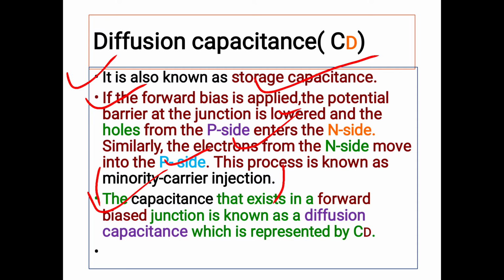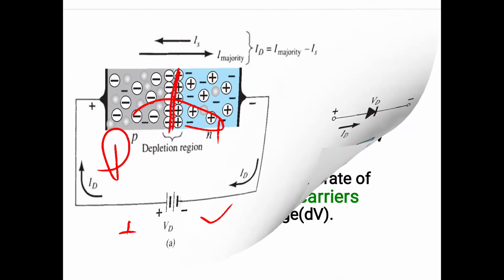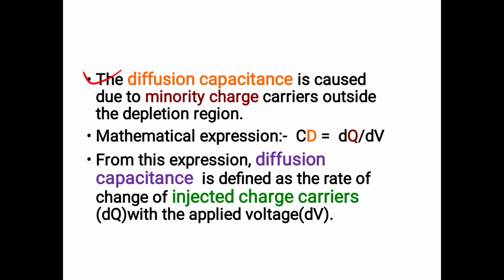The capacitance that exists in a forward biased junction is known as diffusion capacitance, which is represented by CD. The capacitance that forms in this forward biased junction is known as diffusion capacitance, and the value of CD is much greater than the transition capacitance CT. The diffusion capacitance is caused by the minority charge carriers which are outside the depletion region.